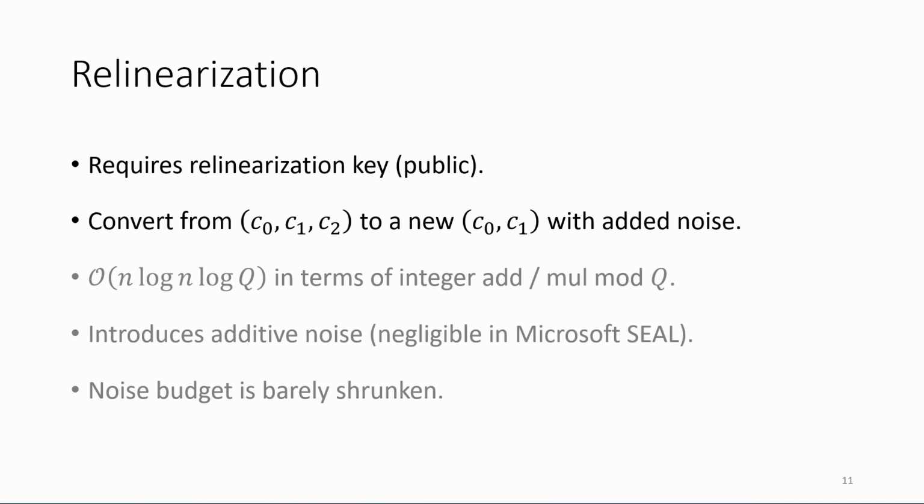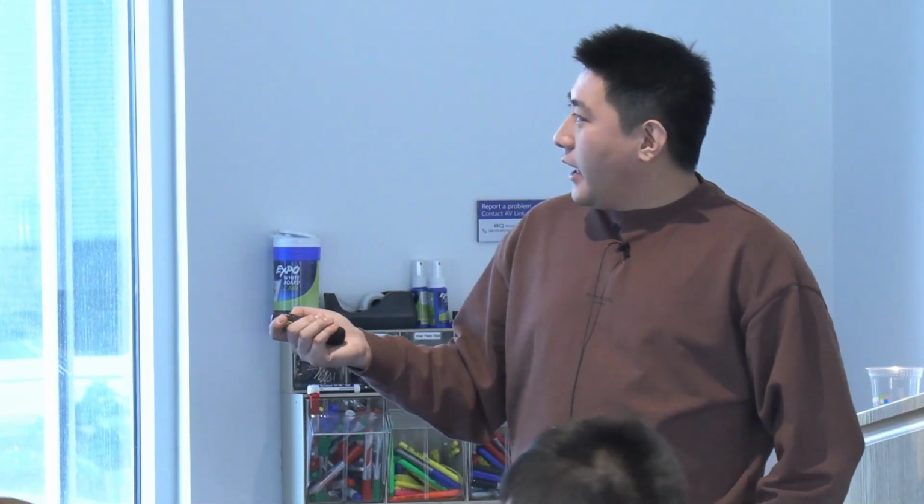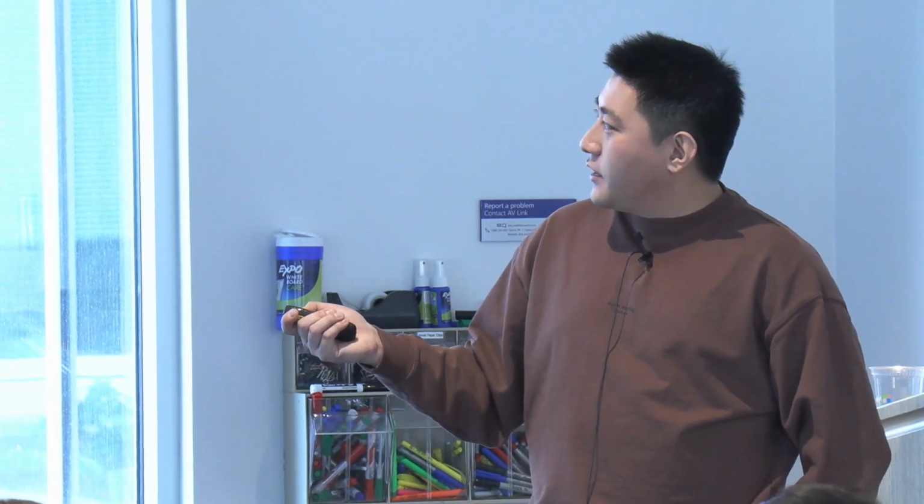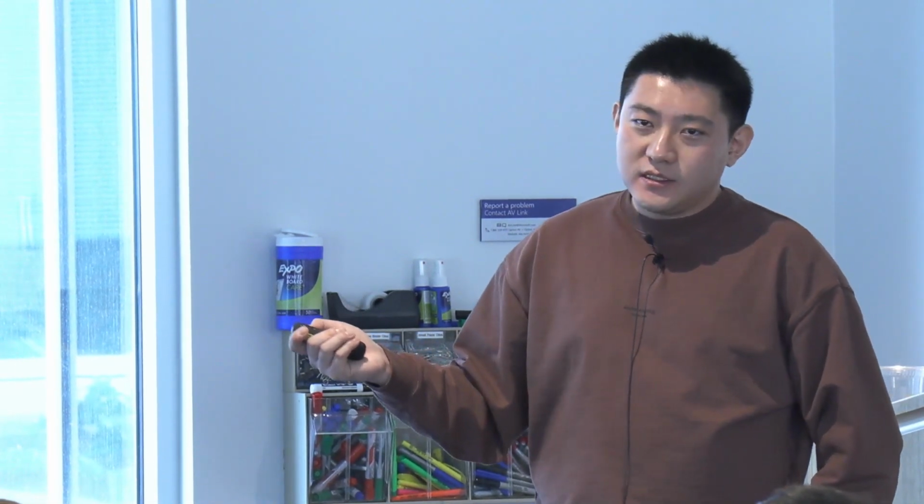What it does is very simple. It just converts these 3-polynomial ciphertexts to a new ciphertext with just 2 polynomials. It's just a tool to convert it. You can think of it this way. It's very simple. You just call it. It converts it back to the 2-polynomial shape. And it requires a linearization key. And this is just a public key.